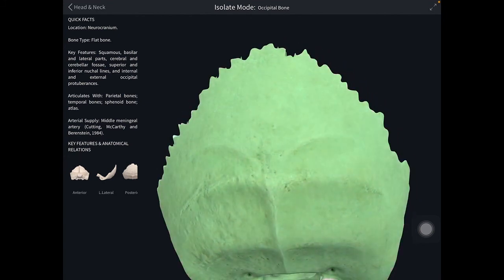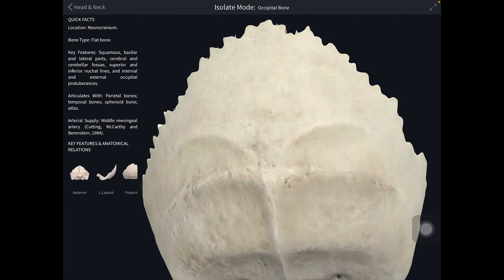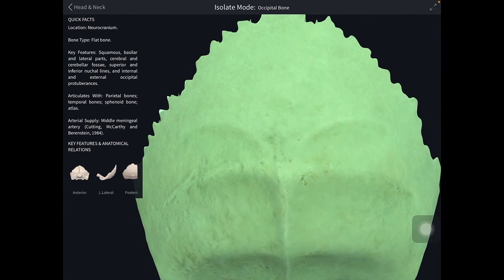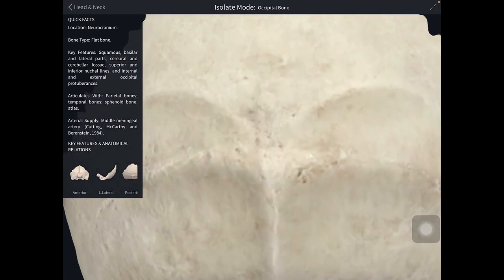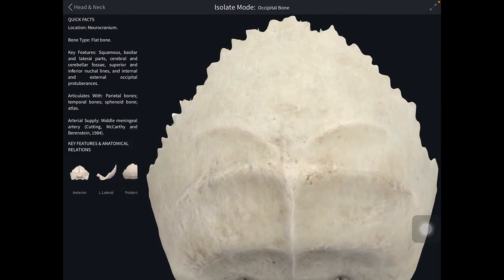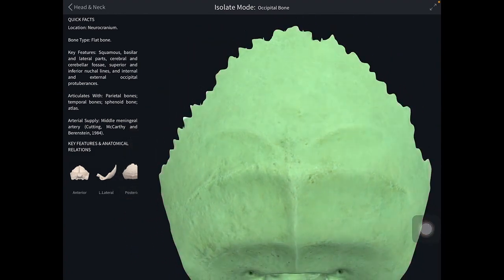It is convex, presents a median elevation called external occipital protuberance. So the middle elevation is the external occipital protuberance, about midway between the superior angle and the foramen magnum. So you should see, midway between the superior angle and the foramen magnum, that is the external occipital protuberance. Most prominent point of the protuberance is known as the inion.